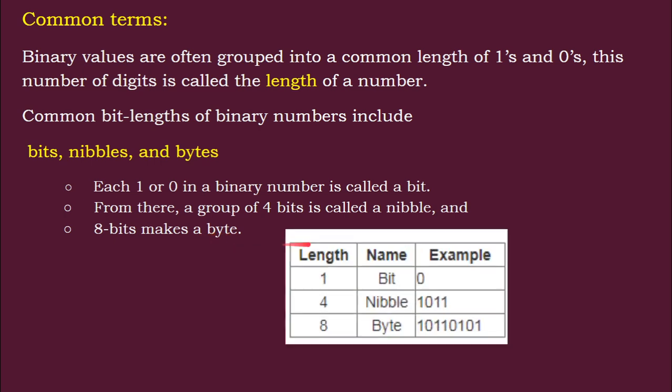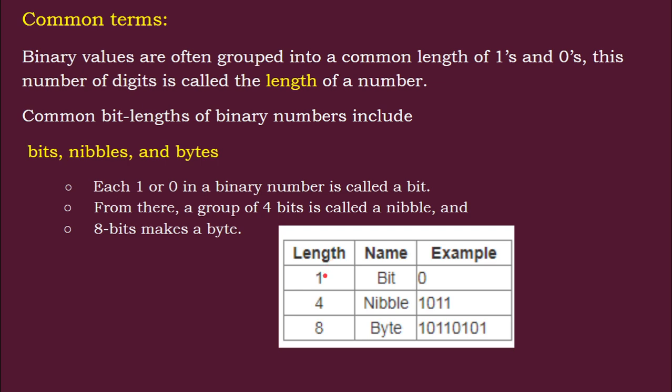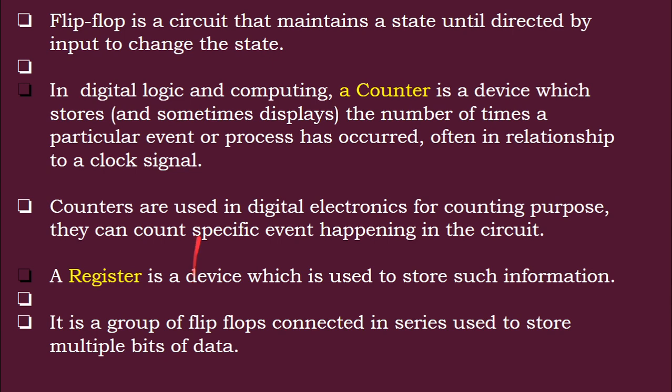Let us see it in a tabular column. The length of this data is 1, which is a bit, for example 0 or 1. In the same way, the length is 4, which is called a nibble, a collection of 4 bits, for example 1, 0, 1, 1. Likewise, a collection of 8 bits is the byte. 8 is the length, and here we have 1, 2, 3, 4, 5, 6, 7 and 8 bits in the byte. So these are all the common terms: bits, nibbles and bytes.